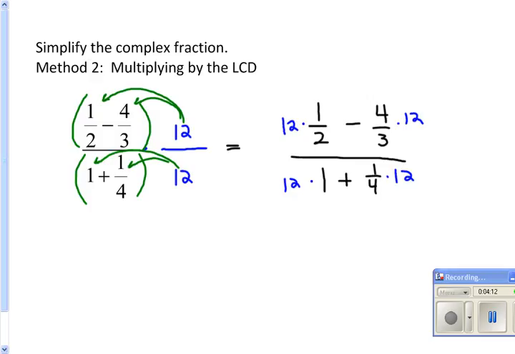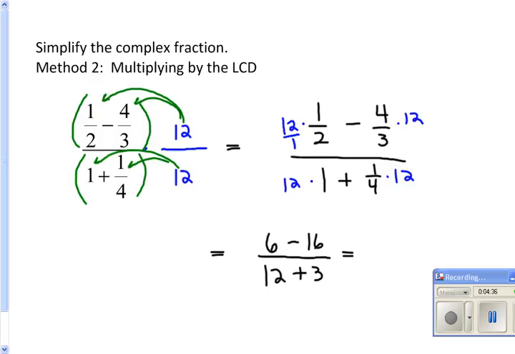Okay. Now, when you're multiplying a fraction by a whole number, of course that 12 is really over 1. So we're really multiplying the 12 by the numerator part of each fraction. So we're going to end up with 12 times 1/2 is 6. 4 times 12 is 48, divided by 3 is 16. 12 times 1 is 12, and 1/4 of 12 is 3.